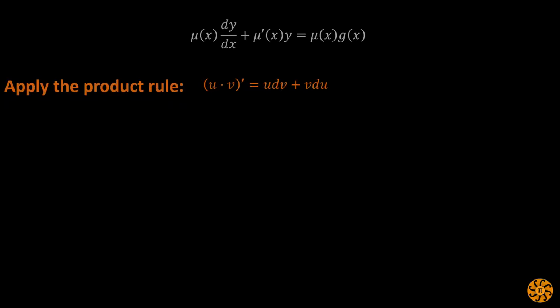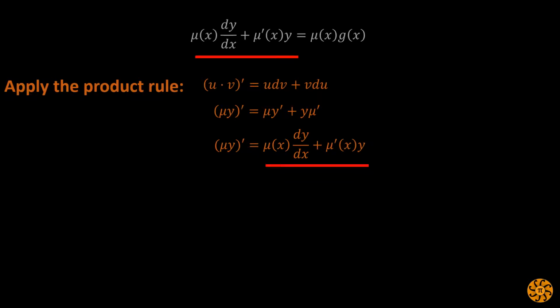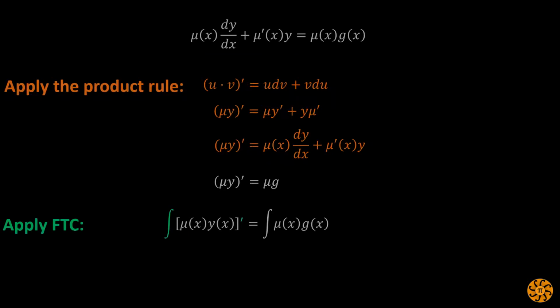If instead we use mu and y, we get mu y prime plus y mu prime, and we can rewrite this as mu of x dy/dx plus mu prime of x times y. This is the form that we have so far, which allows us to rewrite this as mu y prime equals mu times g. Now we integrate both sides, and here we can apply the fundamental theorem of calculus, which tells us that the integral of the derivative of a function is just that function, leaving us with this equation.